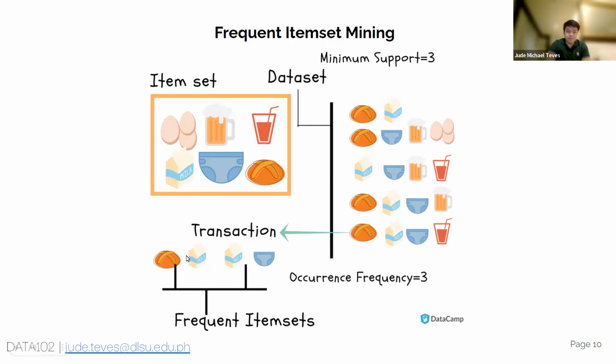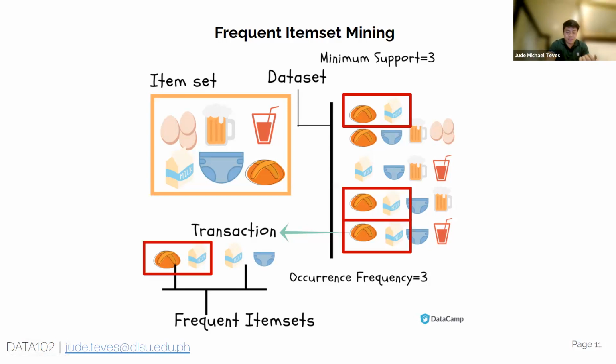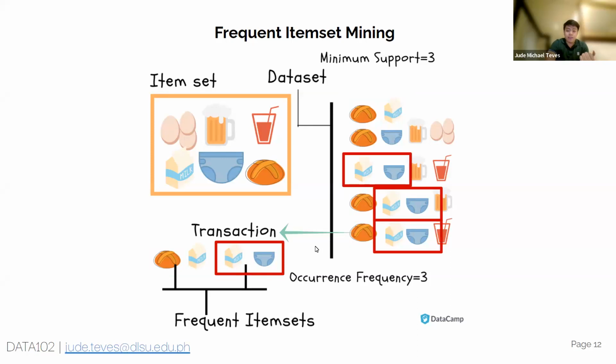So for example, as you can see here, we have bread and milk because it occurred 3 times in our data set. So here, 3, right? For the milk and the diaper, it occurred 3 times. So it's a frequent item set.